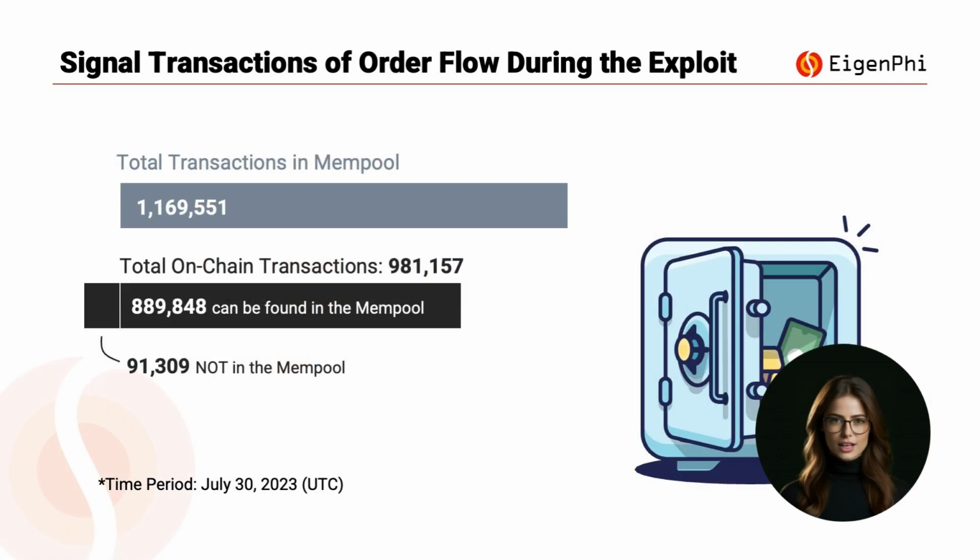What made the MEV game even more interesting was the presence of private order flow. According to our monitoring data, the total on-chain transaction count was 981K, while the public mempool only accounted for 889K transactions. This discrepancy meant that 91K transactions were missing from the mempool. Additionally, there were 279K transactions in the mempool awaiting confirmation, but they ultimately failed the competition.